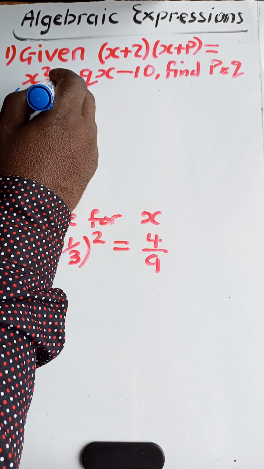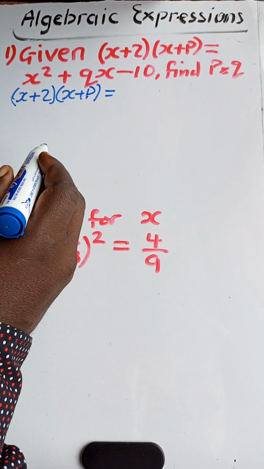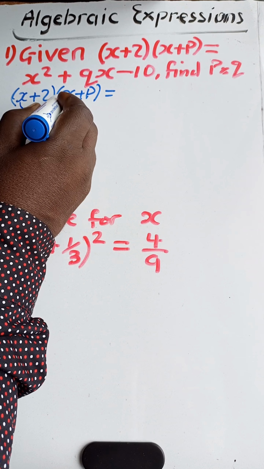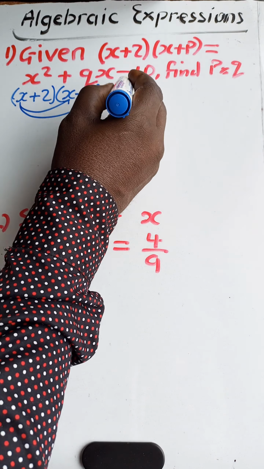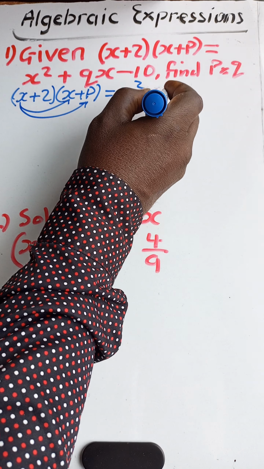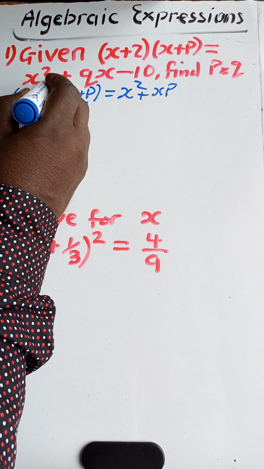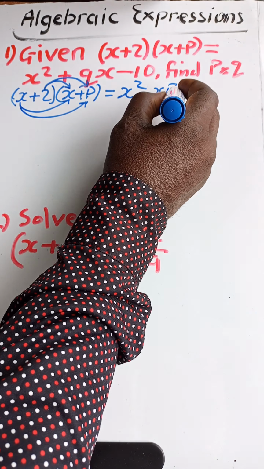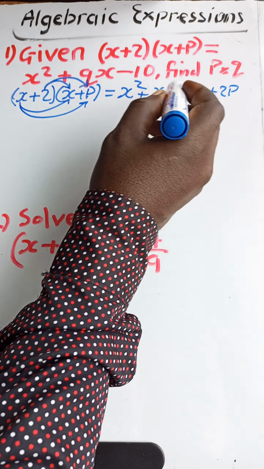Okay, so now let's start by opening out those two brackets. We take x multiplied by x and x multiplied by p. So x multiplied by x is x squared, x multiplied by p is xp. Now we do the same thing with 2. 2 multiplied by x and 2 multiplied by p. 2 times x is 2x. 2 times p is 2p.